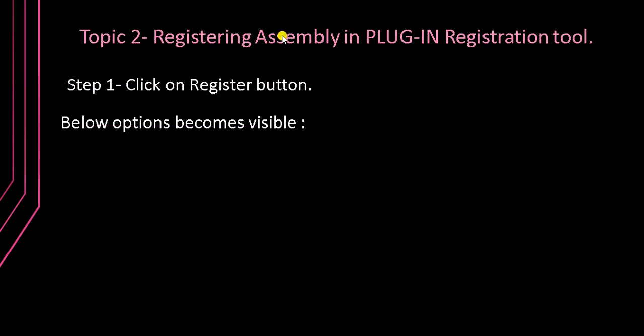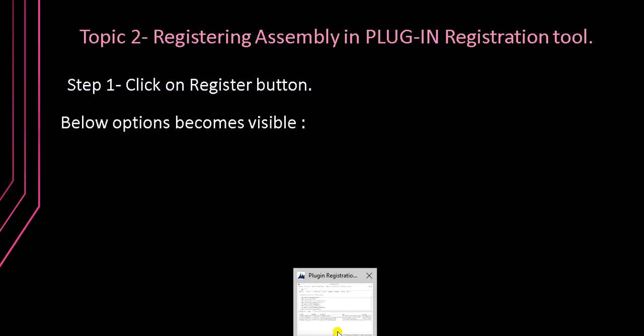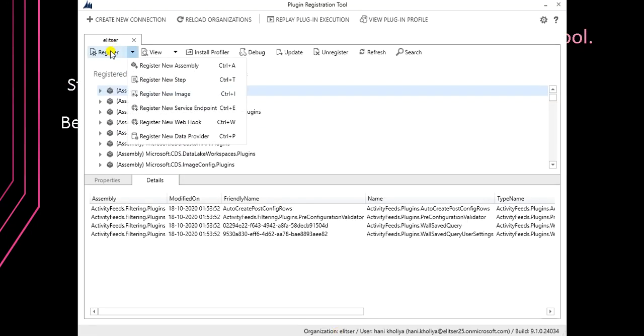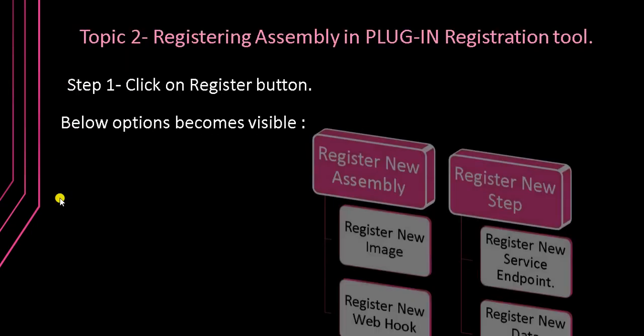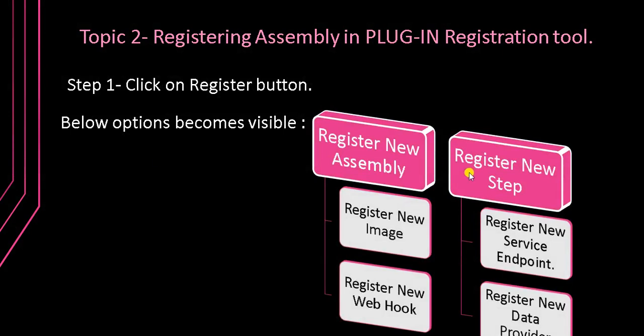Next is registering assembly in plugin registration tool. So topic 2 is like this. Once I click on this register option, all these options will be visible: register new assembly, register new step, register new image, register new service endpoint, register new webhook, register new data provider. So all these options will be visible.